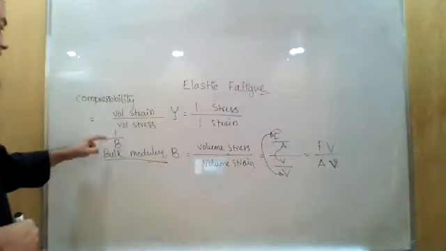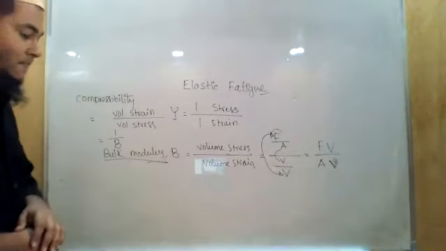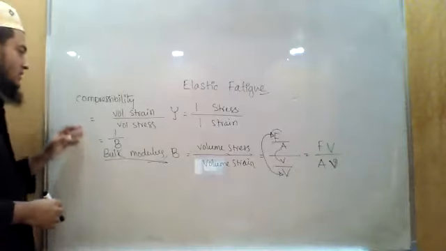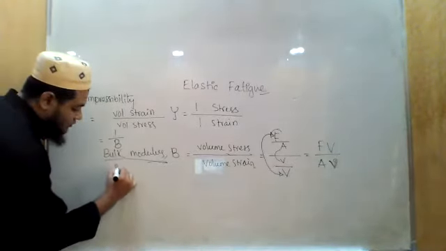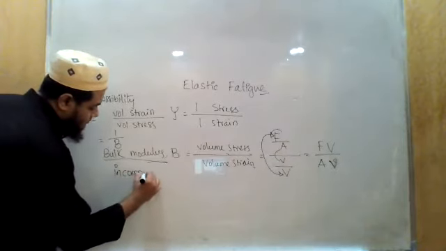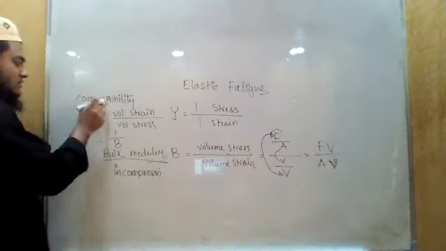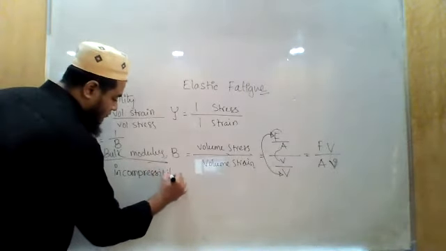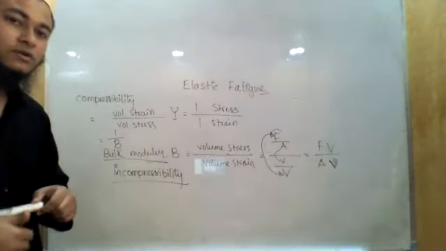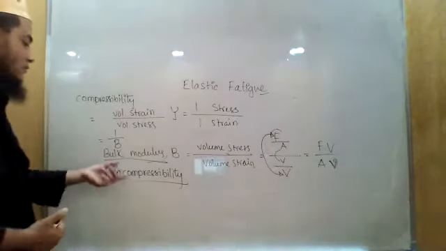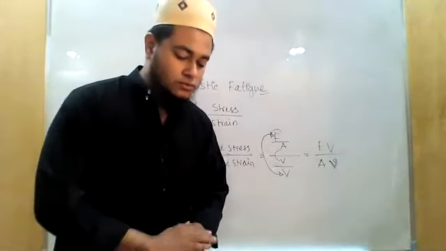And it is the reciprocal of the bulk modulus. As bulk modulus is the reciprocal of compressibility, bulk modulus is sometimes called incompressibility. They are reciprocal, opposite to each other. So if this is compressibility, this one would be known as incompressibility. In a numerical example, if you are asked to calculate the incompressibility of an object, then you actually have to calculate the bulk modulus. Anybody has any doubt?